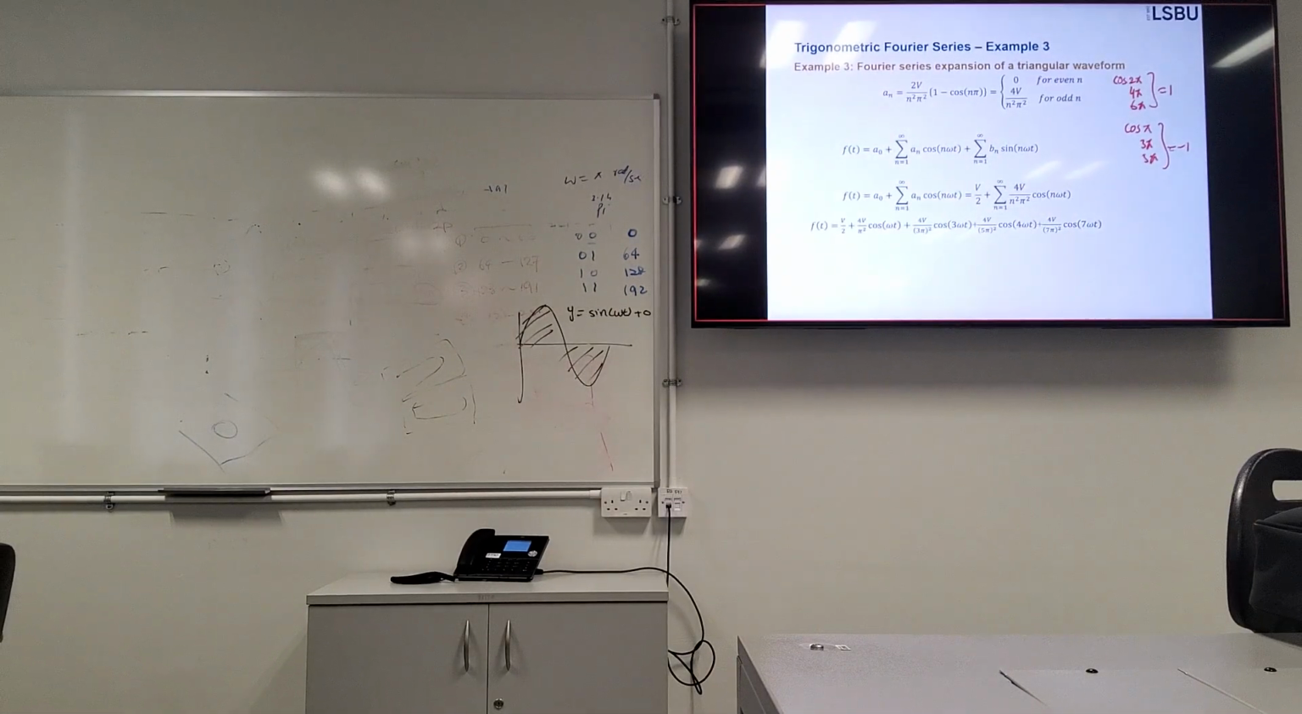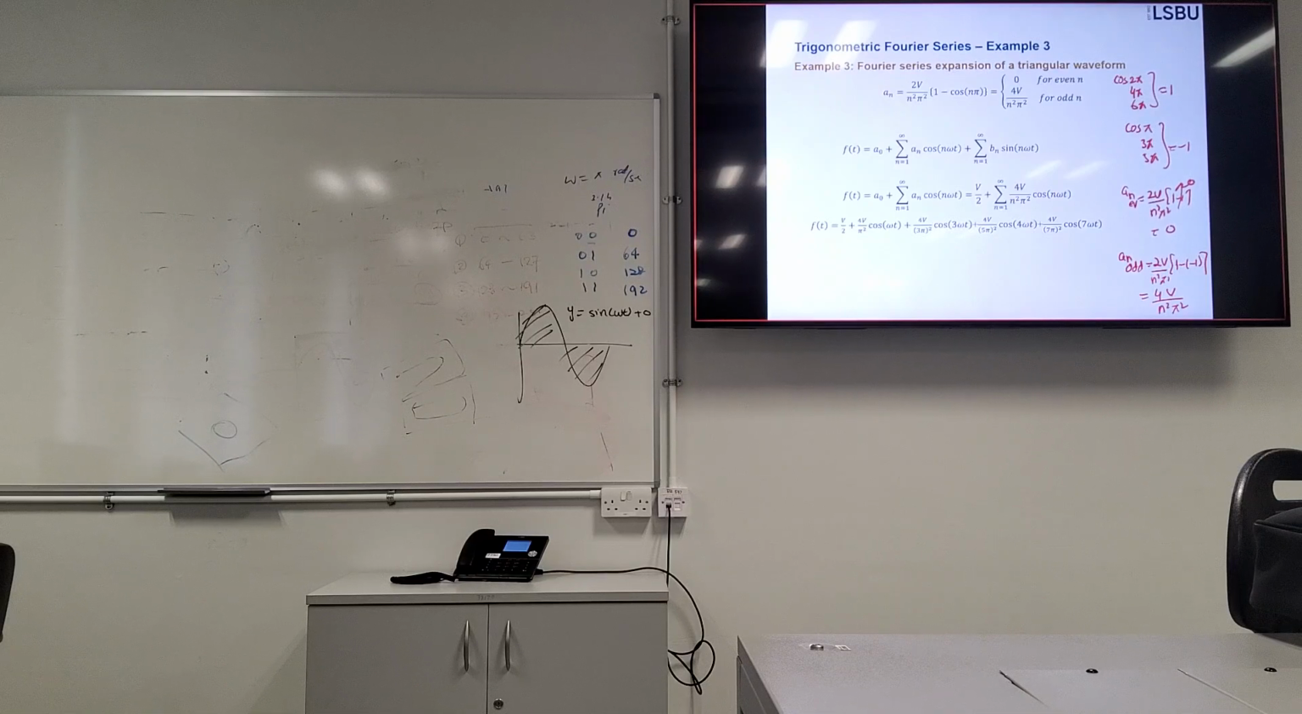So for an even, 2v by n square pi square, inside it will be 1 minus 1 which is 0, so it becomes 0. An for odd would become 2v by n square pi square, and inside it would be 1 plus 1, so it would be 4v divided by n square pi square.